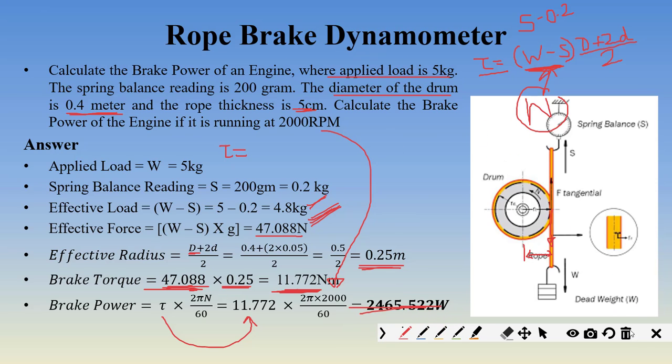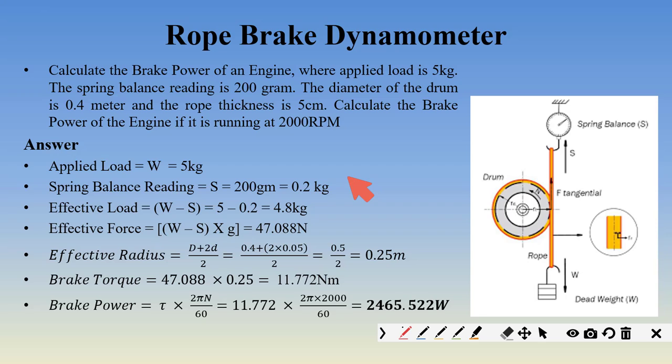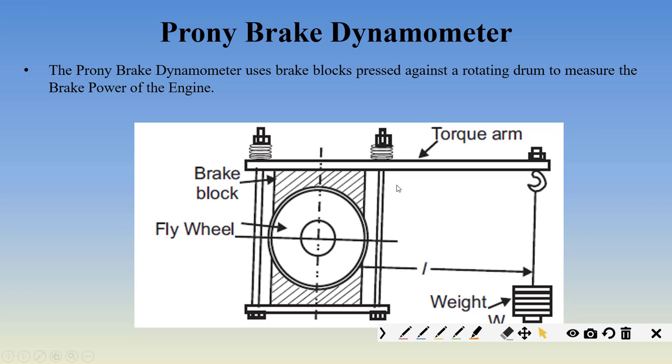So this is how rope brake dynamometer sums are to be solved. In exam, they will give you a similar kind of thing. They will give you the applied load, the spring reading, and some diameters, and based on that you have to calculate the brake power of your engine. Okay, so this is how a rope brake dynamometer works.